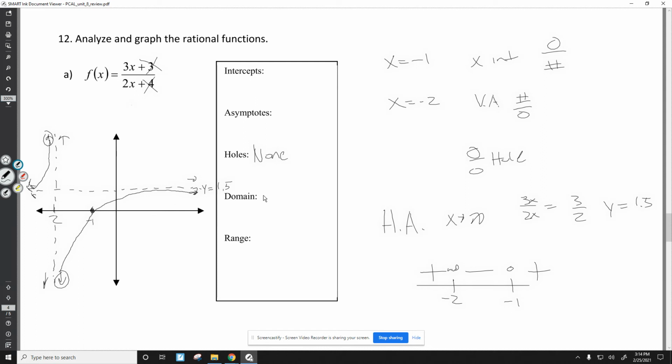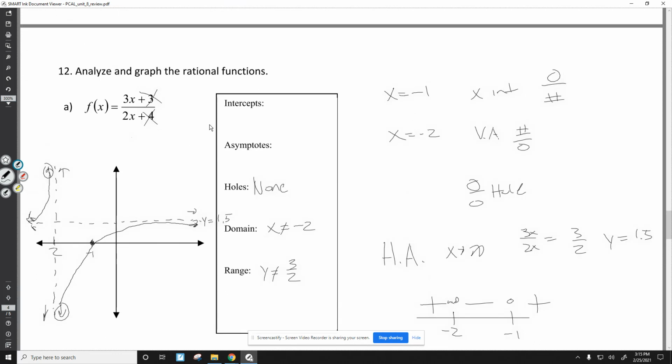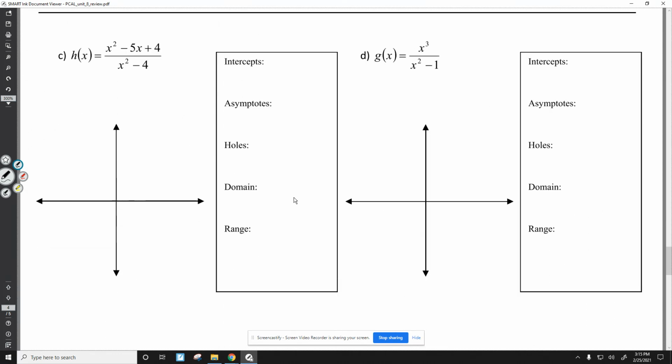Your domain is all x's, except you can't plug in -2, because that's your vertical asymptote. Your range are all y's, except you're going to approach but never get to 3/2. That's what the asymptotes kind of mean. No, if you pass through an asymptote, that's not the case. I don't think that's the situation here. X-intercept, vertical asymptote, boom.